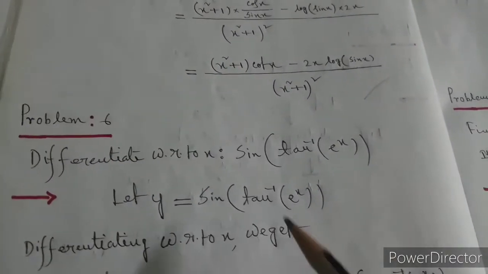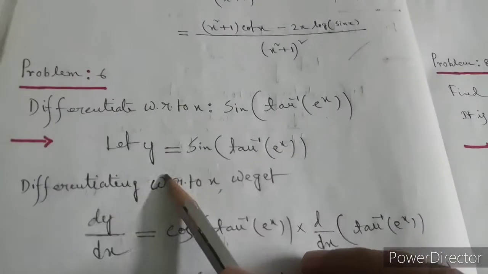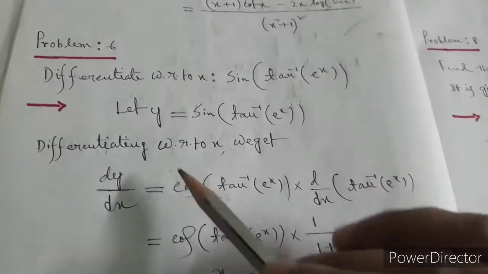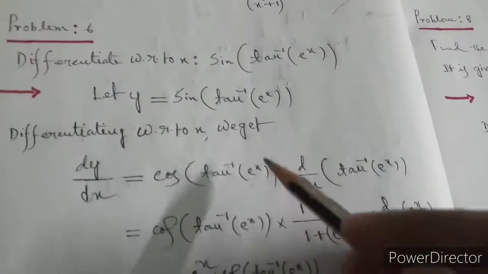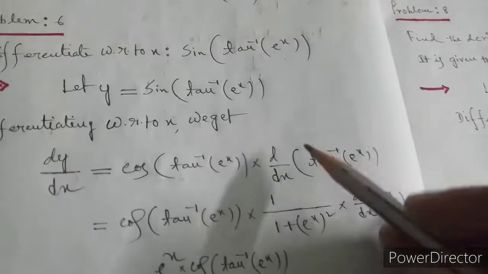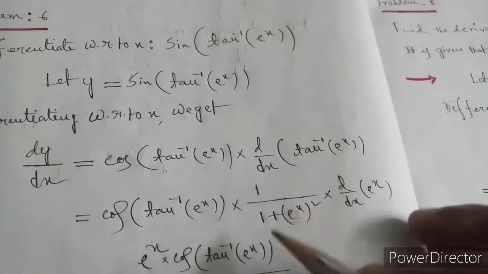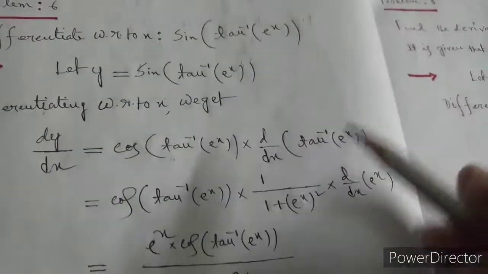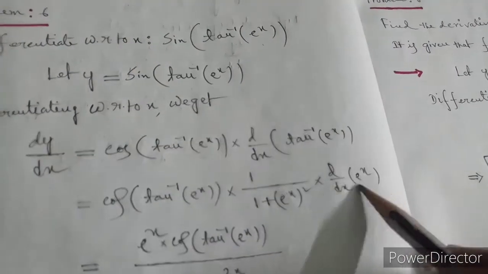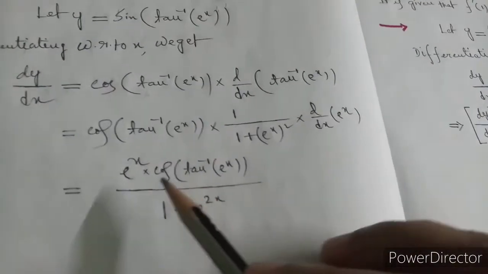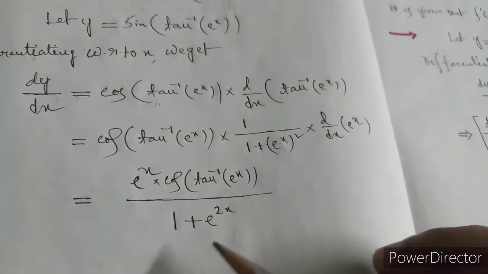So the next problem, differentiate with respect to x sin tan inverse e to the power x. So let y equals sin tan inverse e to the power x, derivative of y with respect to x is dy/dx, and the derivative of sin is cos, and the derivative of tan inverse e to the power x is 1 by 1 plus e to the power x whole square. 1 by 1 plus x square, here x is e to the power x, so e to the power x whole square, into by chain rule the derivative of e to the power x, and it should be e to the power x obviously. So the answer is e to the power x into cos tan inverse e to the power x by 1 plus e to the power 2x.